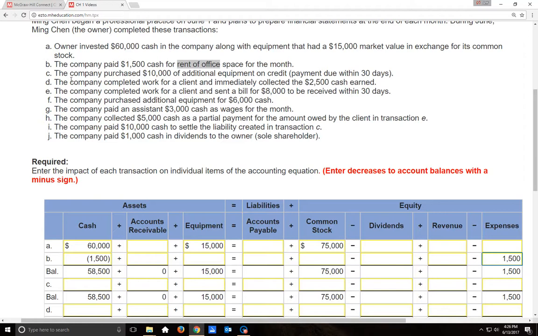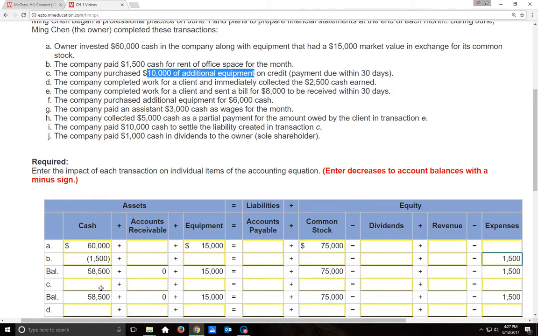Let's move into Part C. The company purchased $10,000 of additional equipment on credit, payment due within 30 days. Well, what accounts are involved in this transaction? Well, they purchased $10,000 of equipment, so we know that equipment is involved. They didn't pay cash for it now. They're paying for it later on. They bought it on credit.